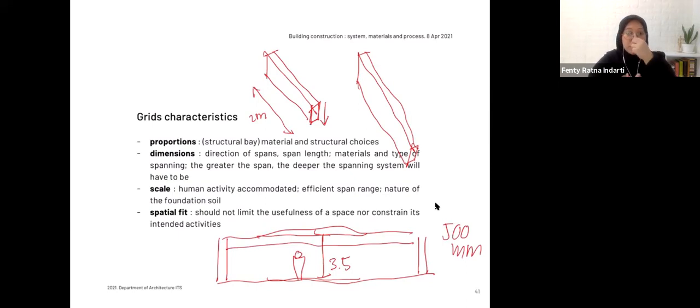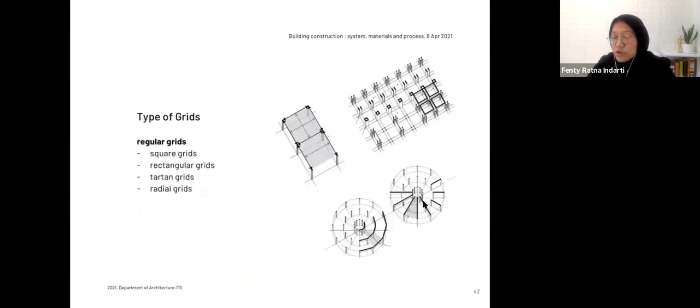And then also spatial fit. Again, sometimes you forget that you have the beam that you have to consider in your building when we are talking about the volume. Suddenly the floor-to-floor height of your design is not sufficient for the beam to be there, and then you create some spaces that cannot be accessed because of the depth of the beam. So those are other considerations for spatial fit. And then next, we are talking about the types of grids.